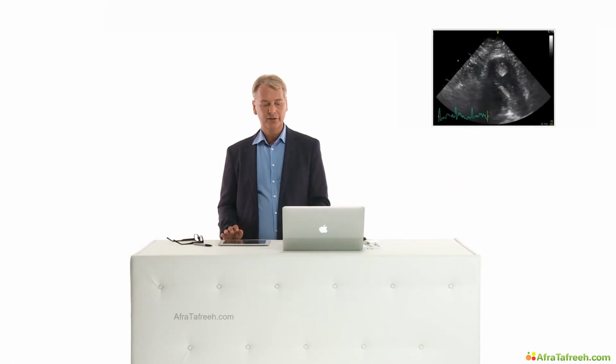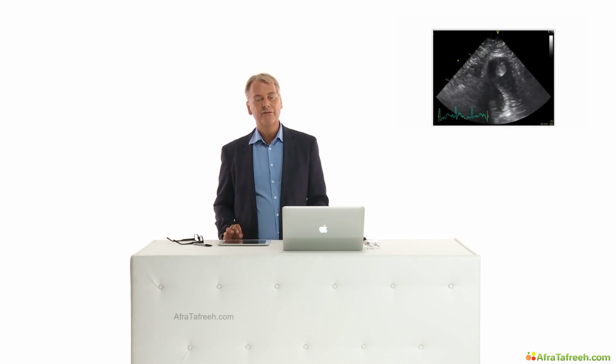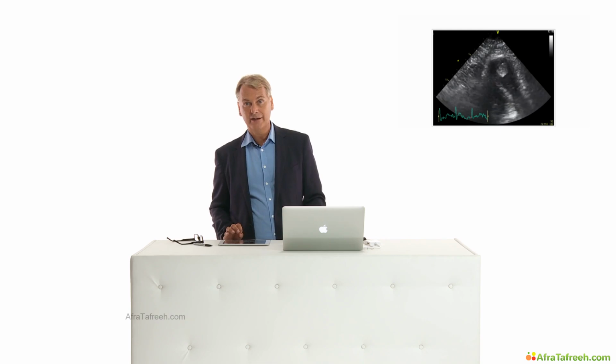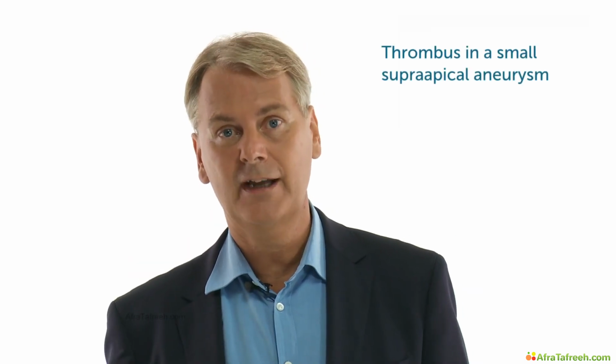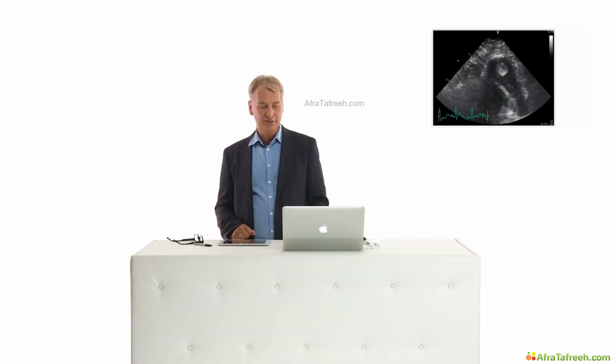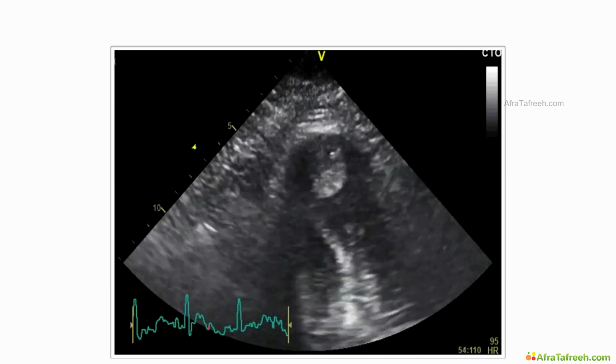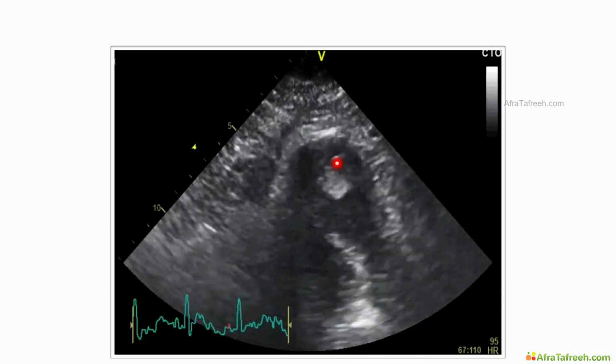What about this structure here? Now, this is a thrombus as well in a patient with a very small supraapical aneurysm. We talked about that in the chapter on myocardial infarction. Even small aneurysms can develop a thrombus. And to visualize such thrombi, you need to use atypical views. And this is such an atypical view. But I think it's quite clear this cannot be an artifact. This must be a thrombus.